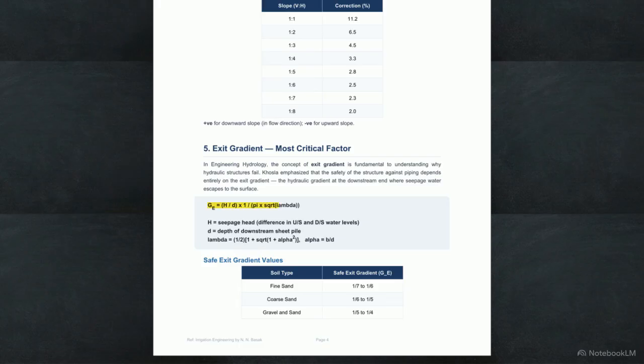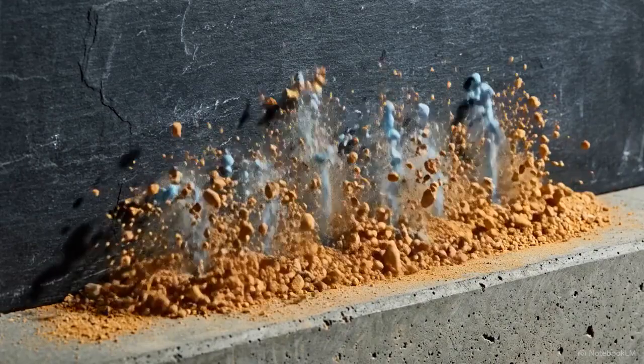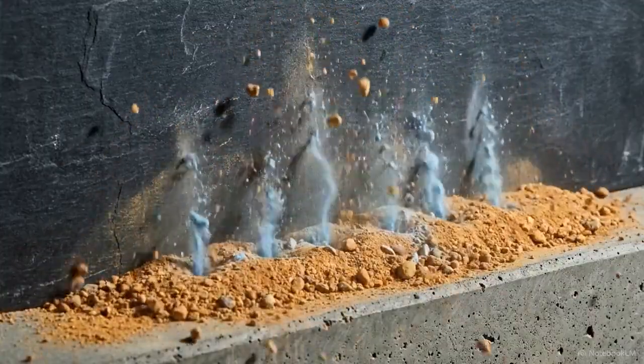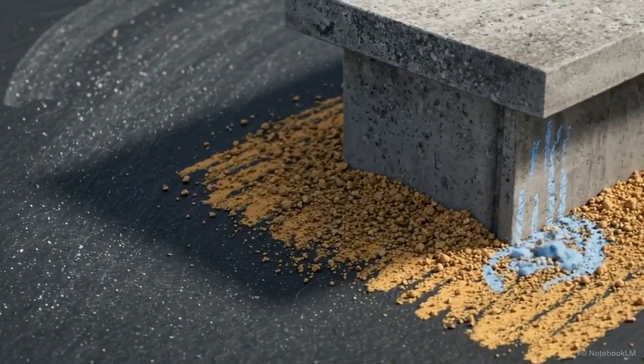Now we apply Khosla's specific formula for the exit gradient, denoted as GE. Substitute variables. H is 5, D is 8. Lambda is 3.05. The denominator, pi times the root of 3.05, gives 1.747. Solving 5 over 8 divided by 1.747 yields an exit gradient of 0.1139, roughly a fraction of 1 over 8.78. This decimal, 0.1139, represents the actual hydraulic force of the water trying to break through the surface at the downstream edge of our weir.